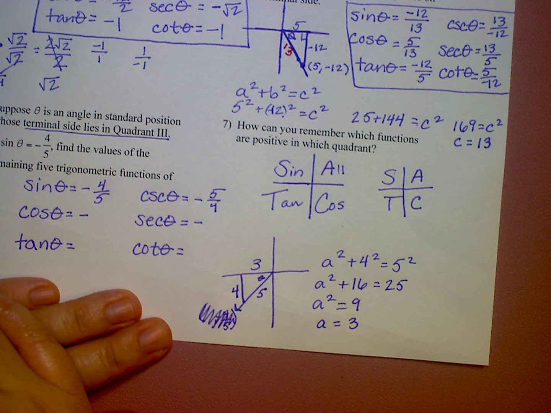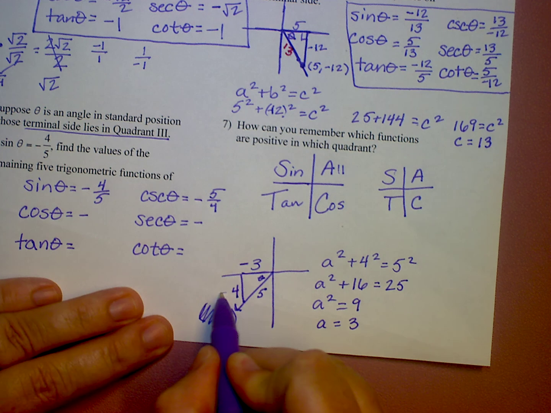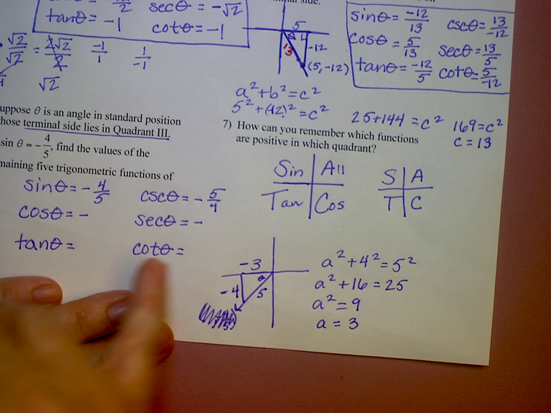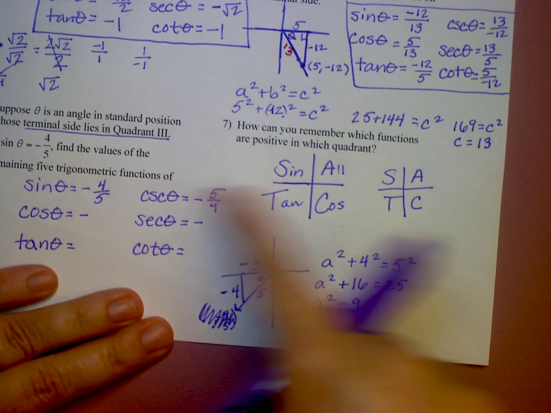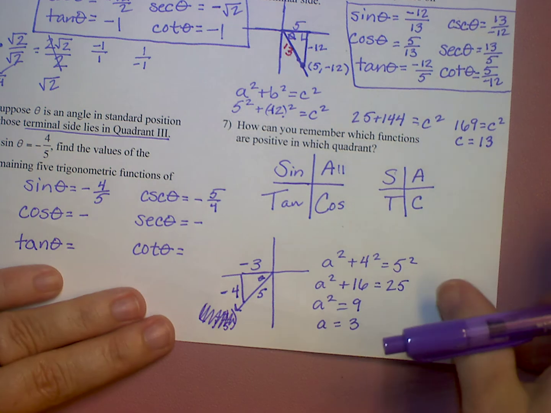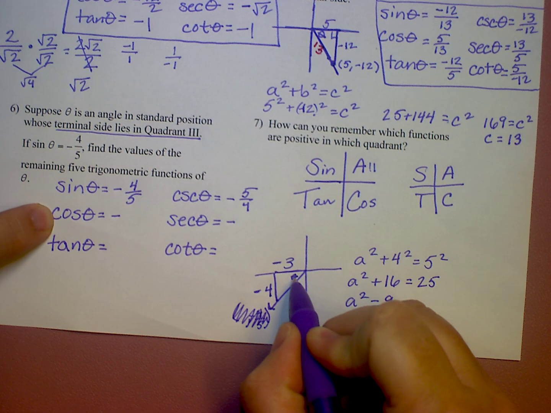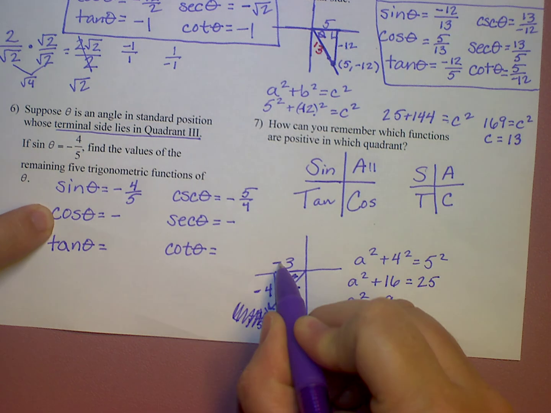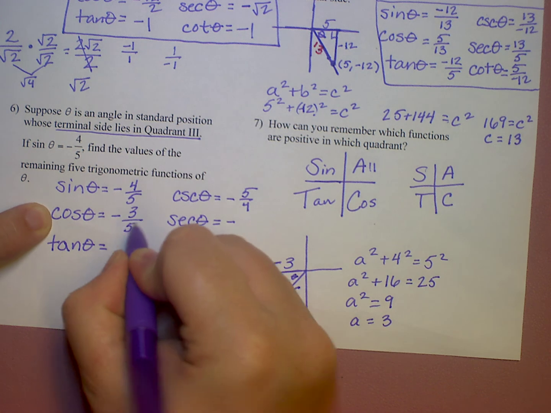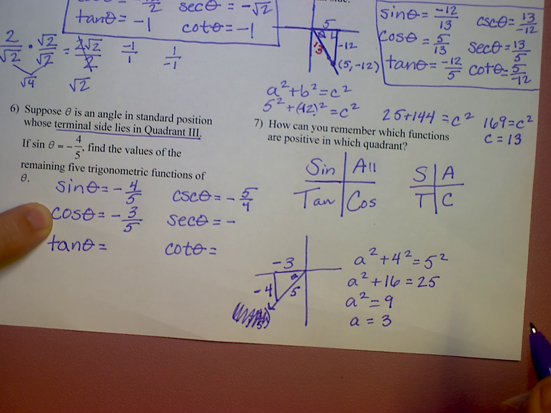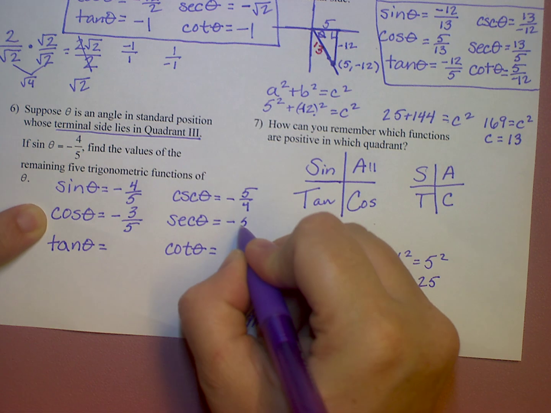Now, if I want to fill in my negative signs, this 3 is in a negative direction and 4 is also in a negative direction. So I could figure out my negative signs that way, or I can figure it out the way I did at the beginning using my shortcut there. Okay? So, now let's find cosine. Cosine is adjacent over hypotenuse. That would be -3/5. So the reciprocal of cosine, secant, would be -5/3.